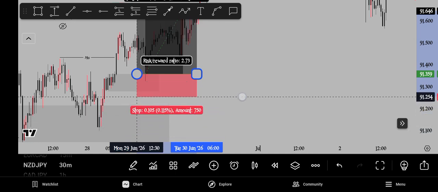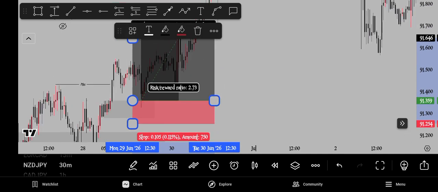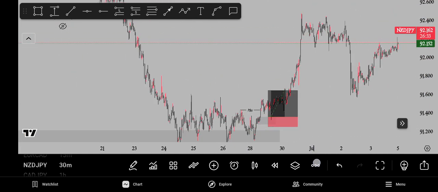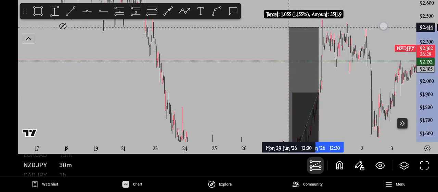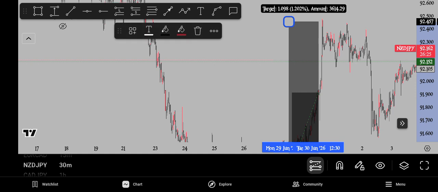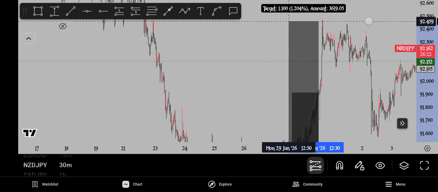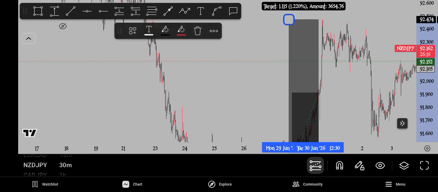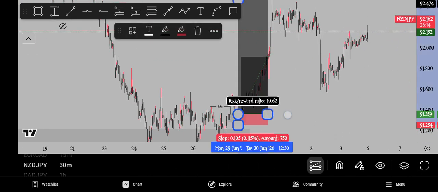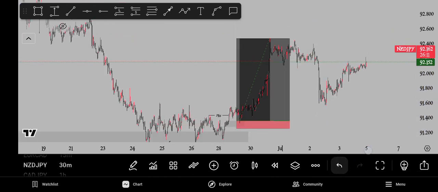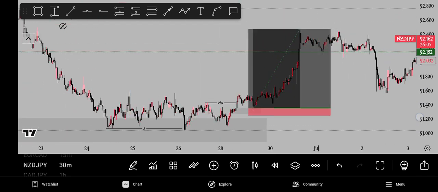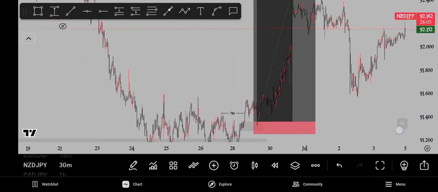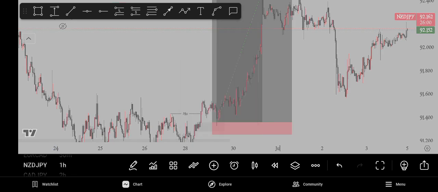I drop my stop loss just below this zone, and where I targeted was very close to this high. After getting the TP, price reversed. So that was how the trade was. Normally my target was this high, but it seems price didn't even go to that high. So this was our trade here, a 1 to 10. A 1 to 10. Going back to the 1 hour so that you see it.